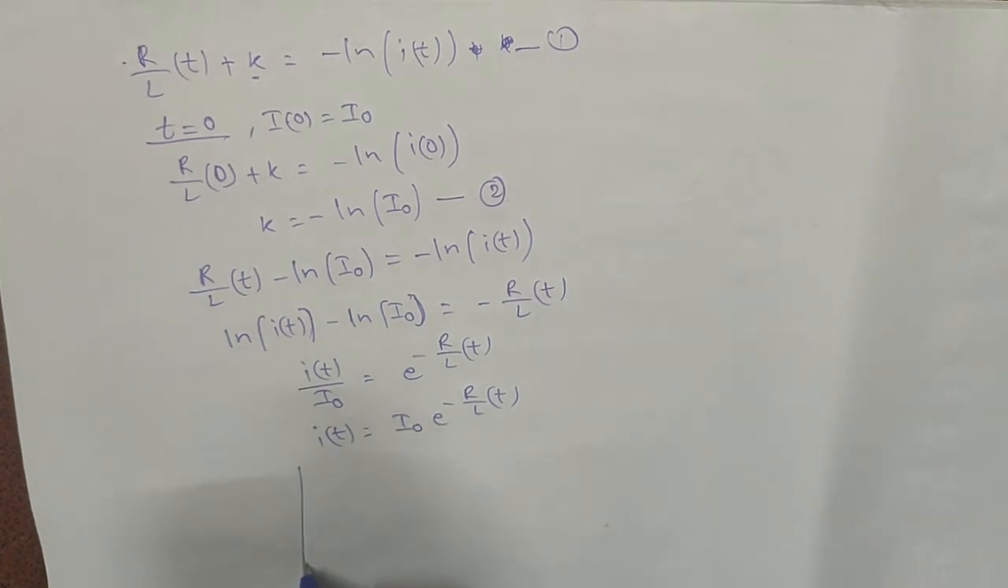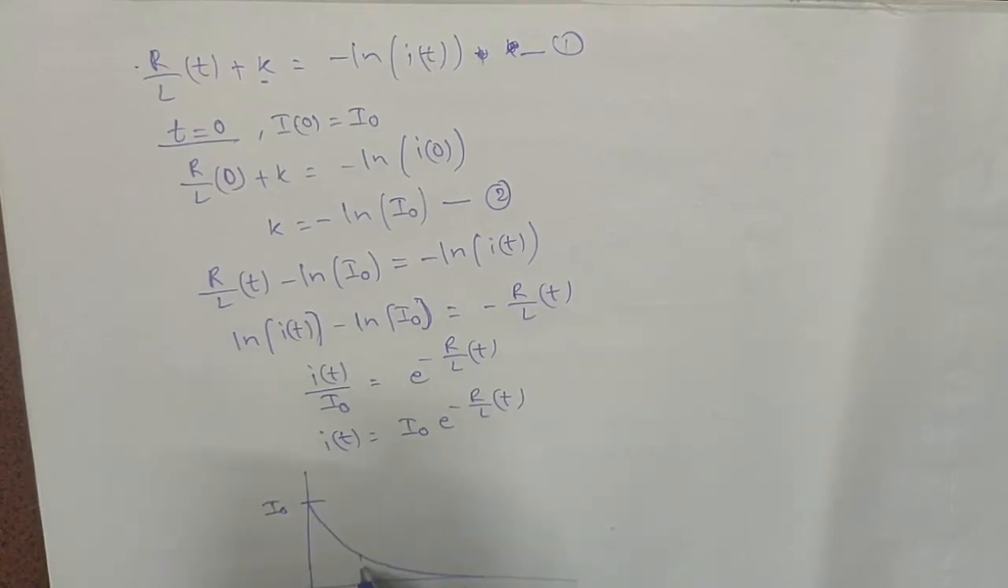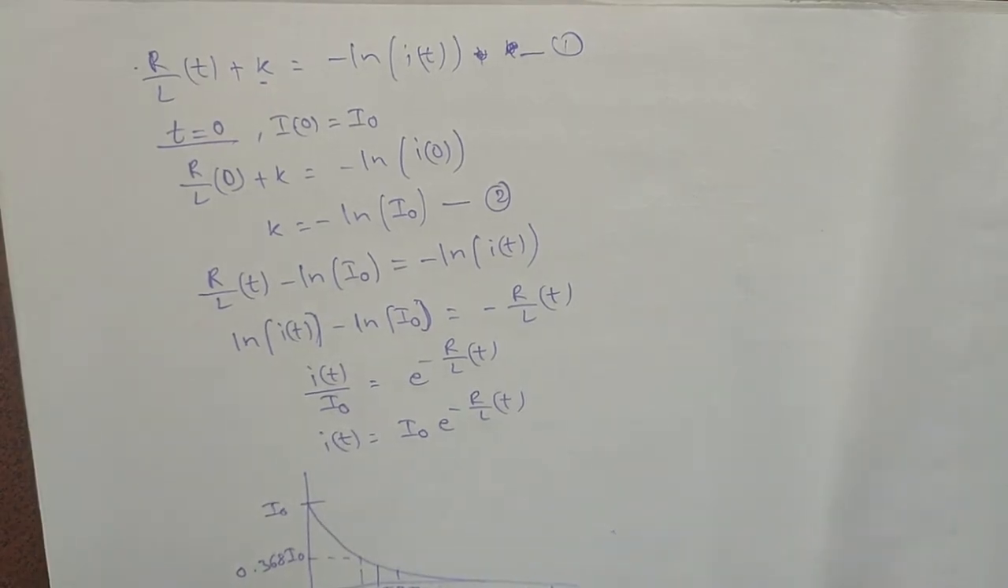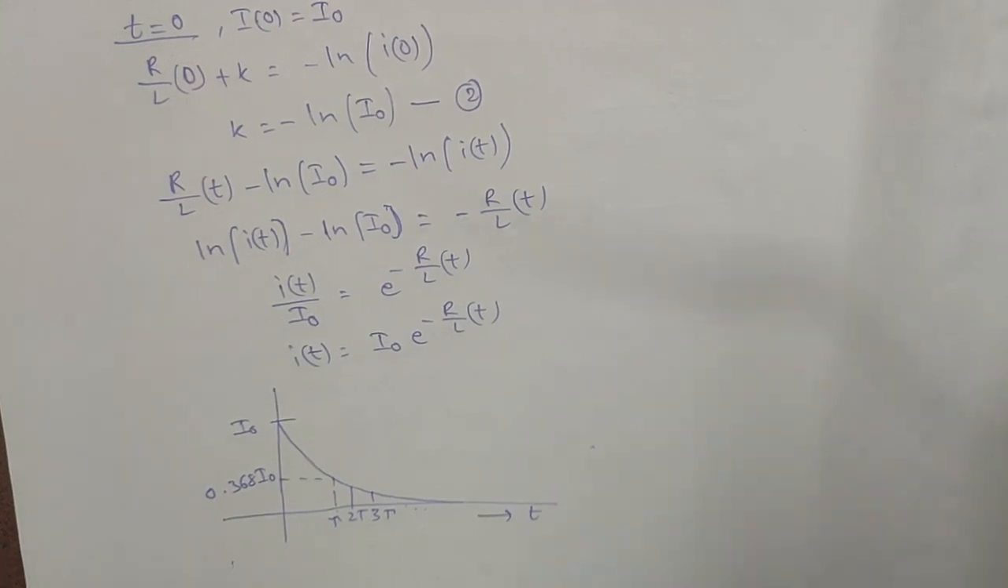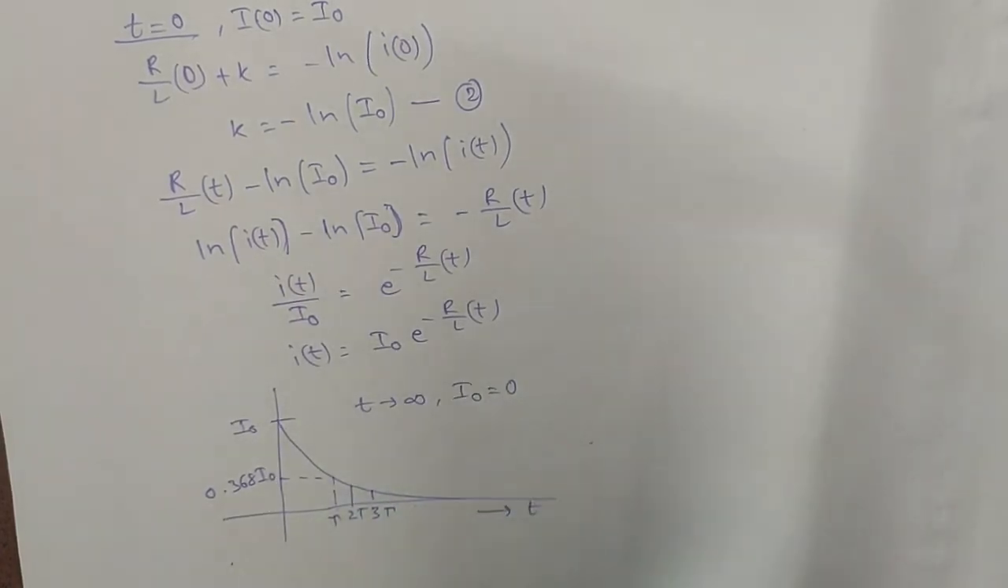For this, the output graph looks like this. This is I naught, and it will be in a decreasing form. It is tau, 2 tau, 3 tau, and so on in t. So this point will be 0.368 times I naught. As t tends to infinity, the current will be equal to 0.